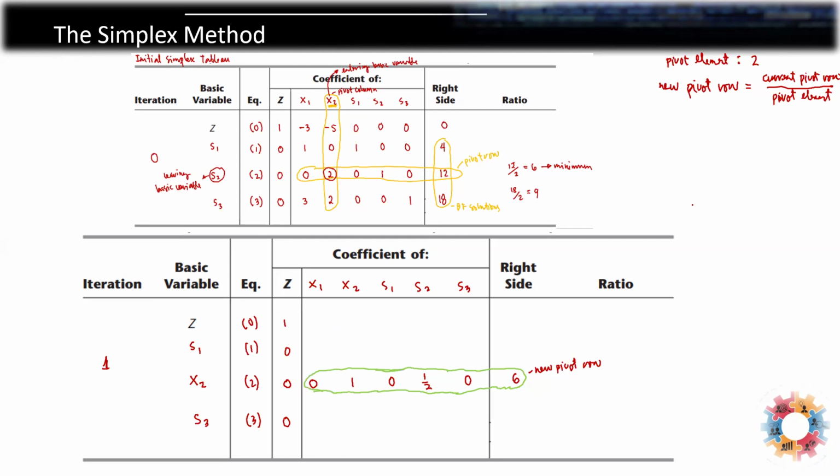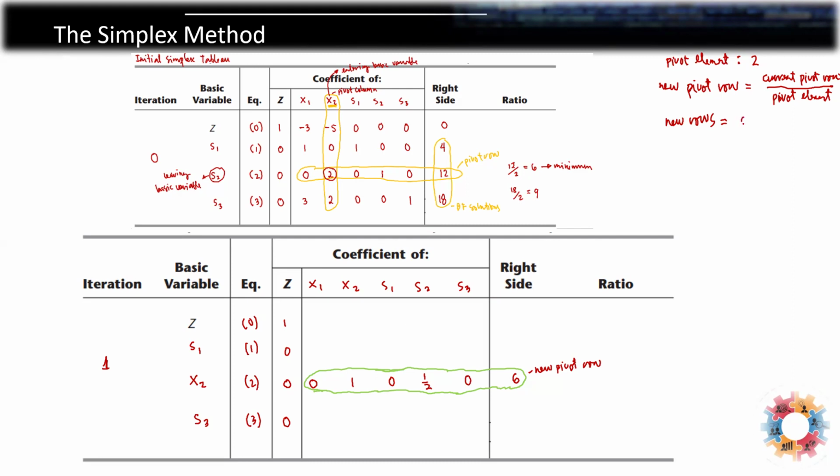Now, how to obtain the entries for the new rows? We're going to use the elementary row operations, and to guide us, this would be our formula for the new rows. For example, corresponding to equation 0, take note the most negative value there is -5. Our objective is to make that equal to 0.